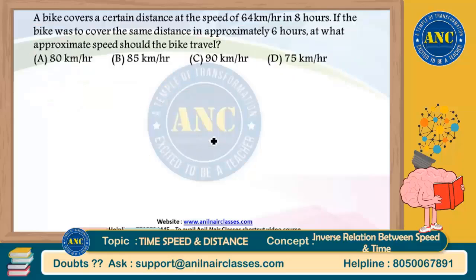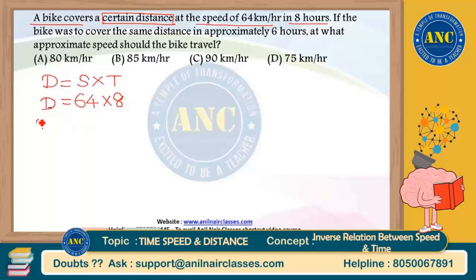Please see this question. Again, not that difficult a question. A bike covers a certain distance. That means the distance is constant. A bike covers a certain distance at the speed of 64 kilometers per hour in 8 hours. That means distance is nothing but speed into time. Speed is given as 64 kilometers per hour and time is given as 8 hours. So the distance that he needs to travel is 64 into 8.